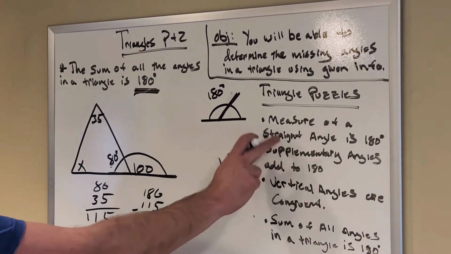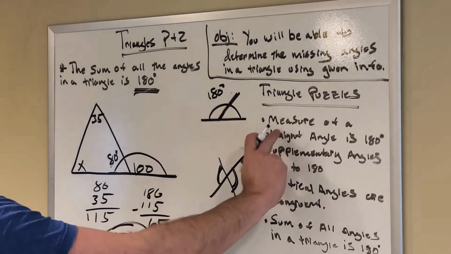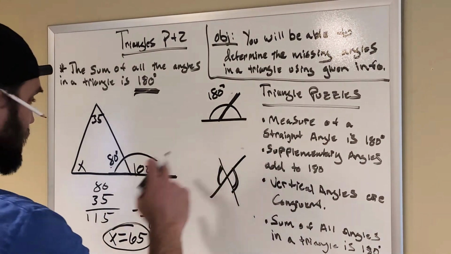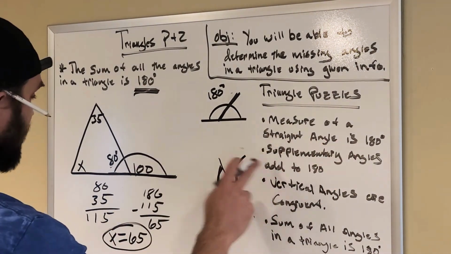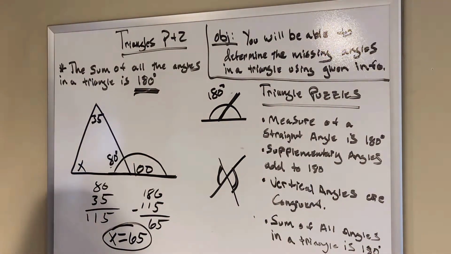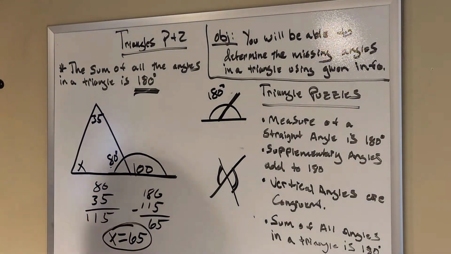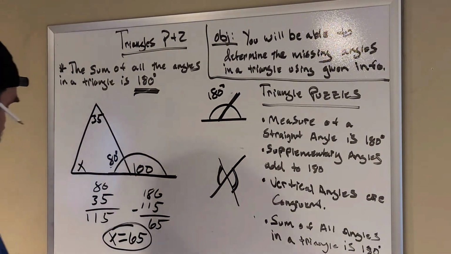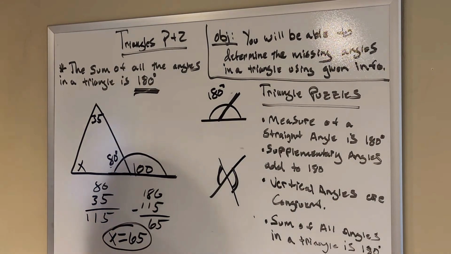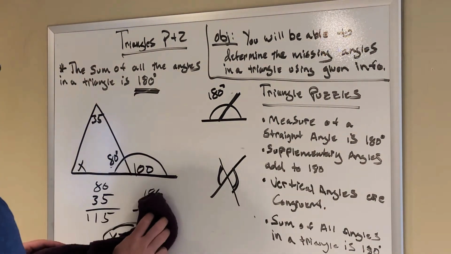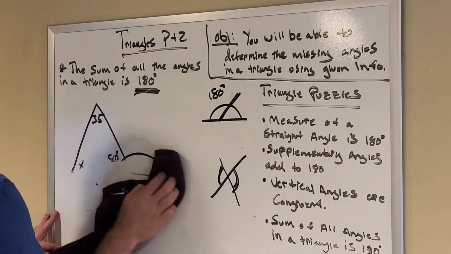I knew that I had the measure of a straight angle, which is 180 degrees, and I subtracted that because I wanted to find the supplement to that 180 from the 100, and I solved for x. Let's take a look at maybe one or two more.